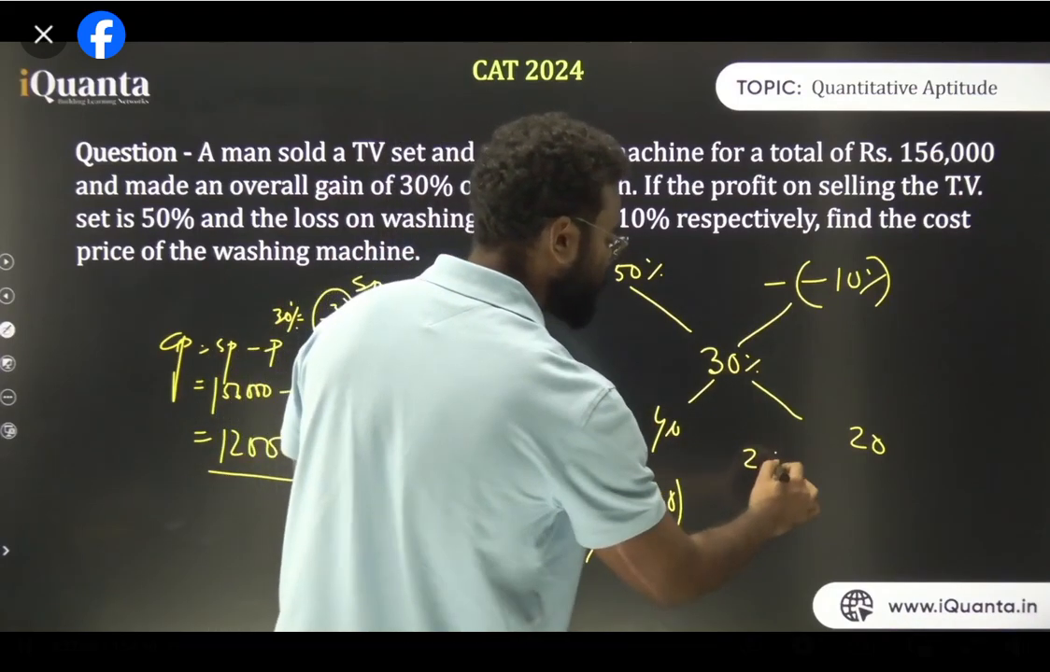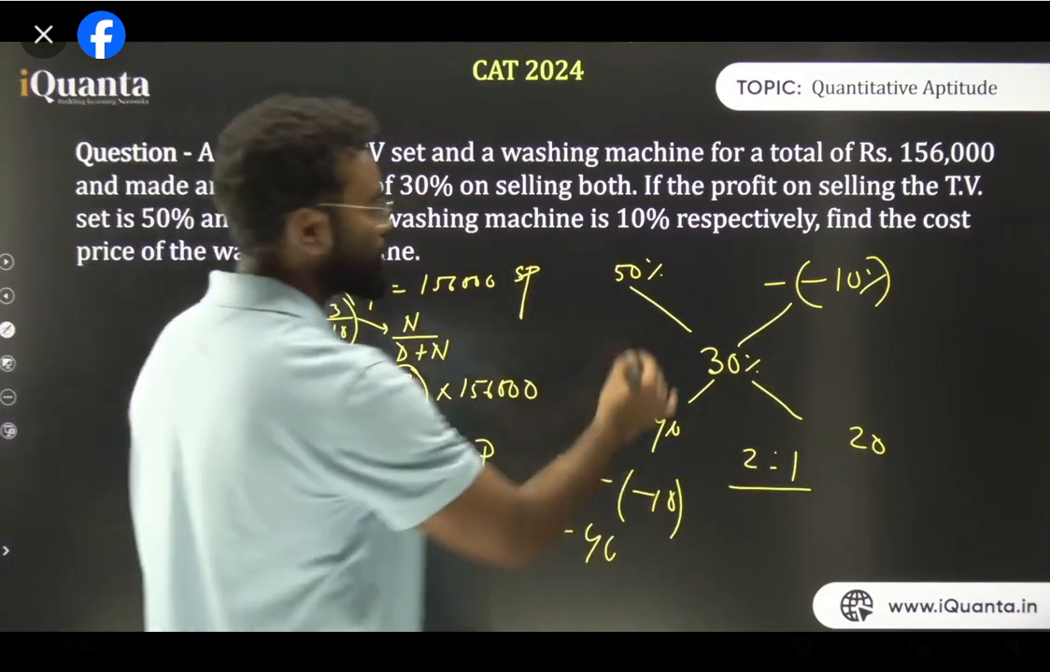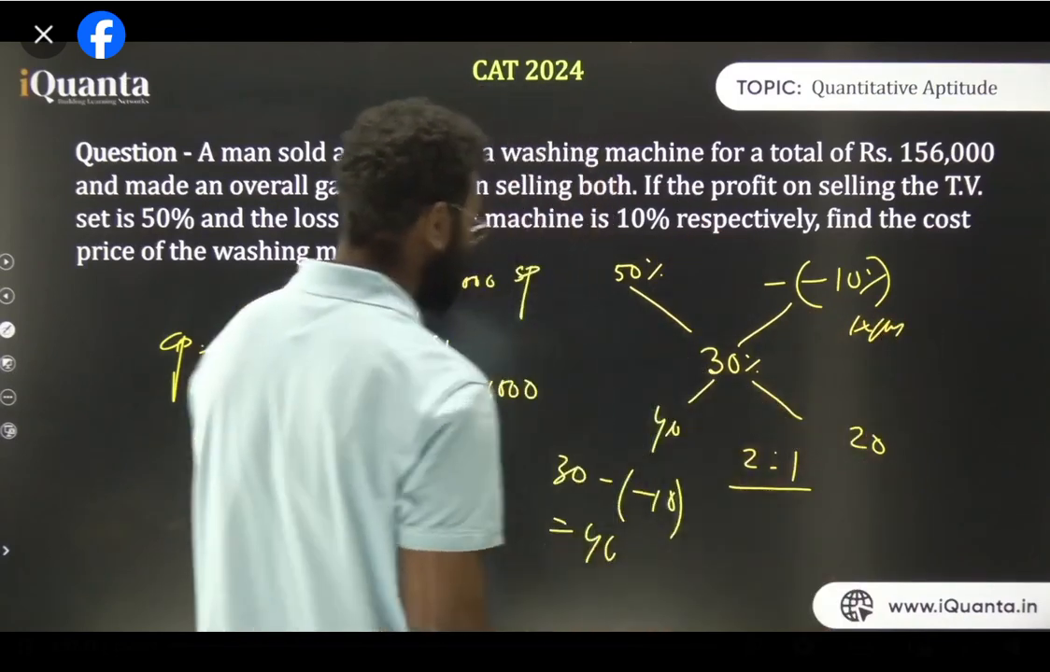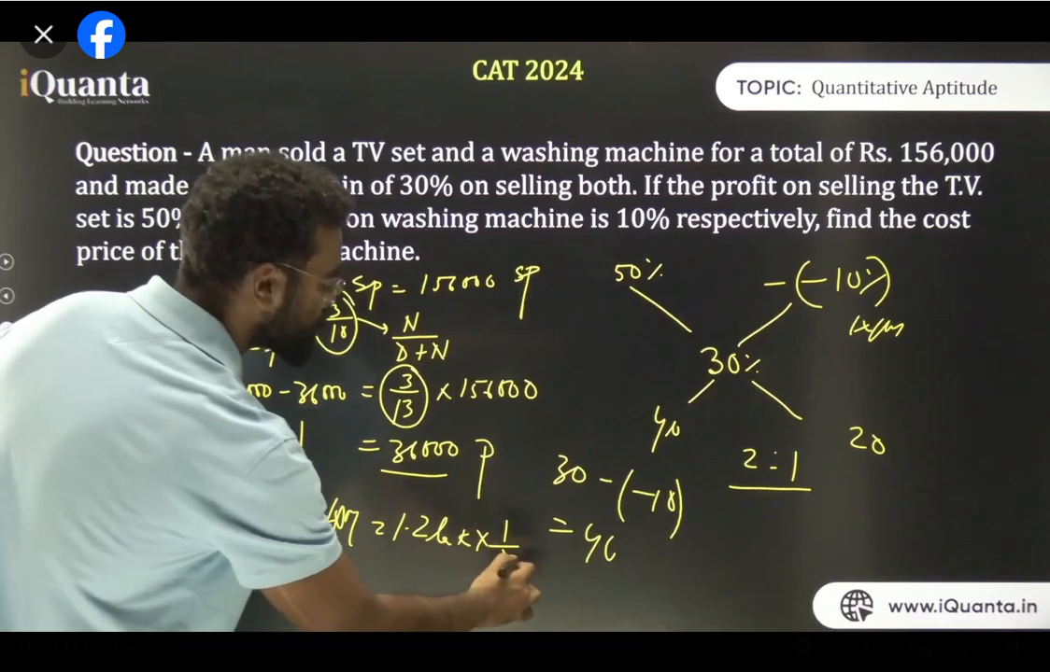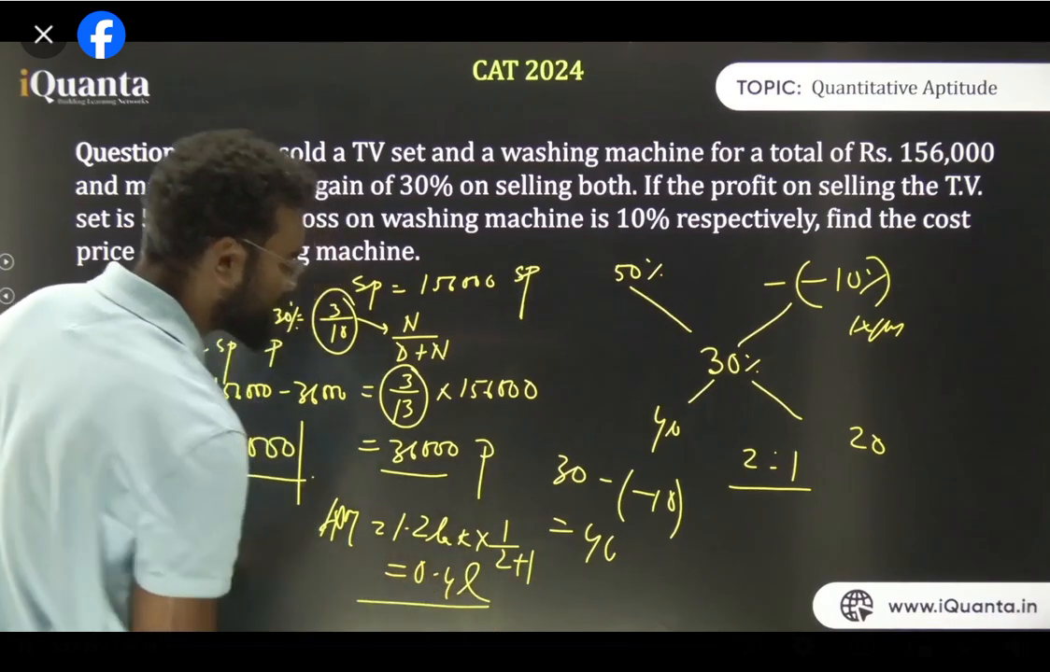So what is the ratio? The ratio is 2:1, right? So what is the price of the washing machine? The price of the washing machine is 1.2 lakhs into 1 by 2 plus 1, which is 0.4 lakhs, that means 40,000.